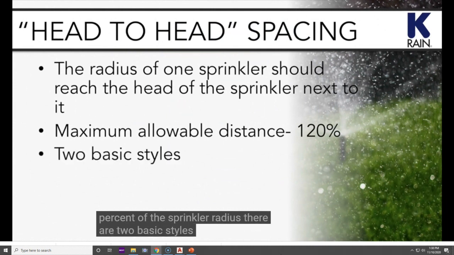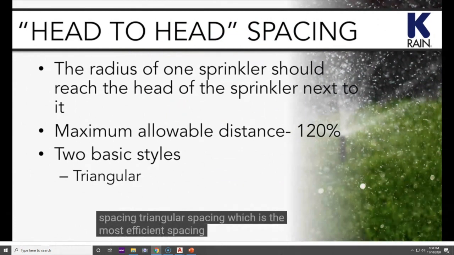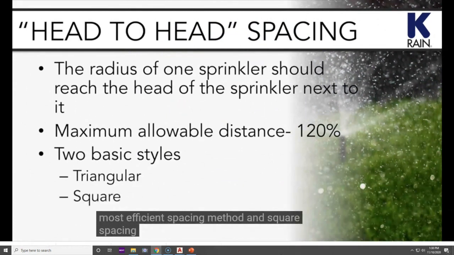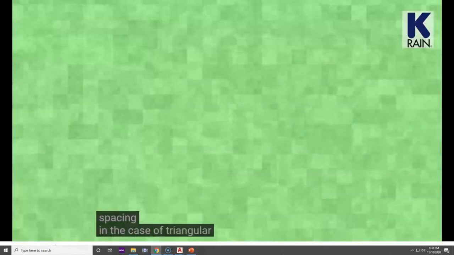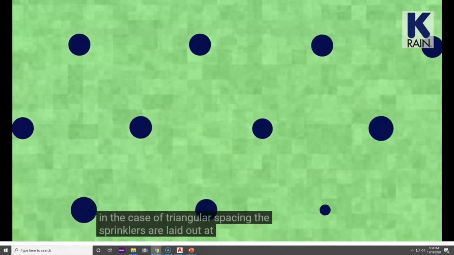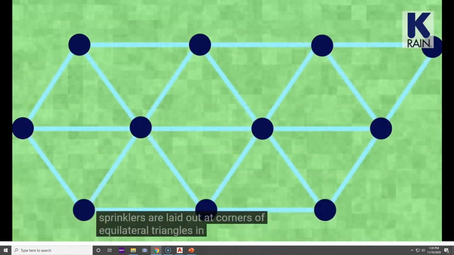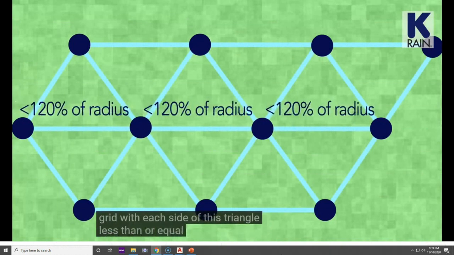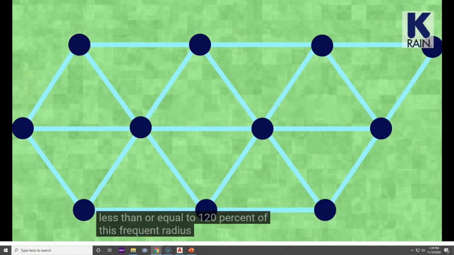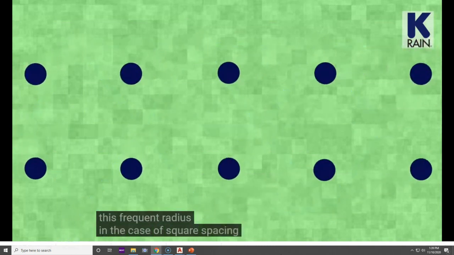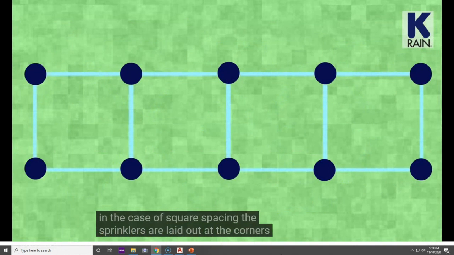There are two basic styles of head-to-head spacing: triangular spacing, which is the most efficient spacing method, and square spacing. In the case of triangular spacing, the sprinklers are laid out at corners of equilateral triangles in a triangular grid, with each side of this triangle less than or equal to 120% of the sprinkler radius. In the case of square spacing, the sprinklers are laid out at the corners of squares in a grid. Square spacing is less efficient than triangular spacing.